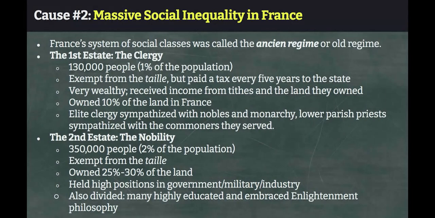The nobility also had other advantages. They held high positions in the government, in the military, and industry. And they were also kind of like the clergy. They weren't all necessarily on the side of maintaining the monarchy, maintaining their privileges in the Ancien Regime. There were a lot of pretty highly educated nobles who embraced the Enlightenment, right? They had the free time to sit around and read, right? They had the literacy. So there were some nobles that will end up siding with the French Revolution.